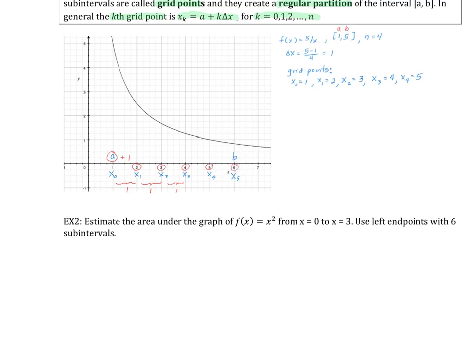So that would be algebraically how you find all your grid points. Or you could use the formula that's given. I rarely use that formula. All I do is start with the first grid point, the x sub 0, and then I just keep adding delta x to my grid points.